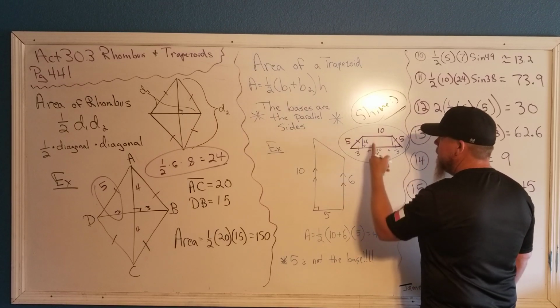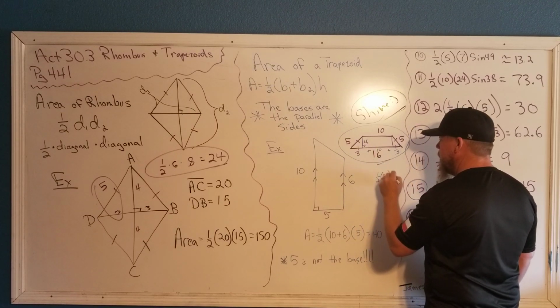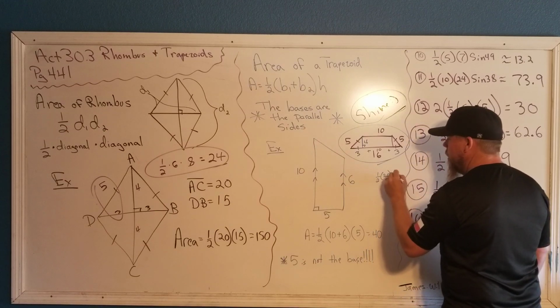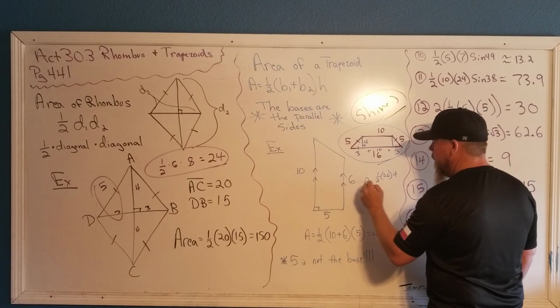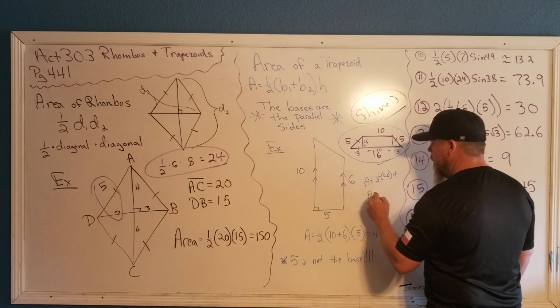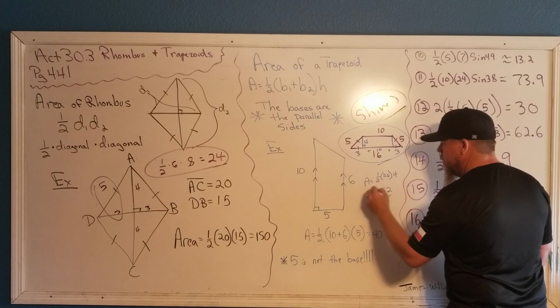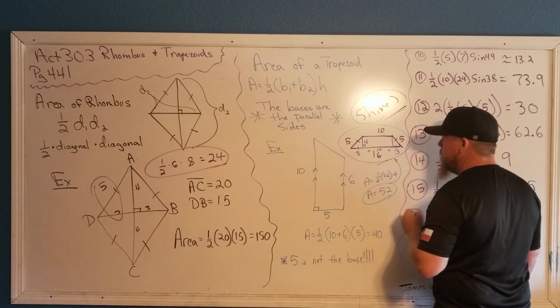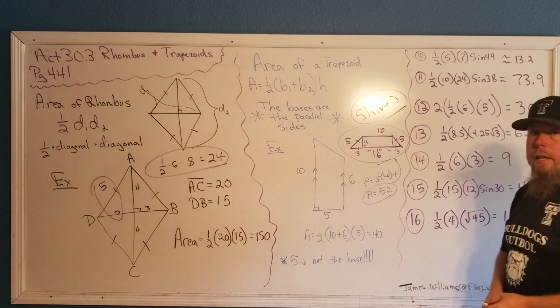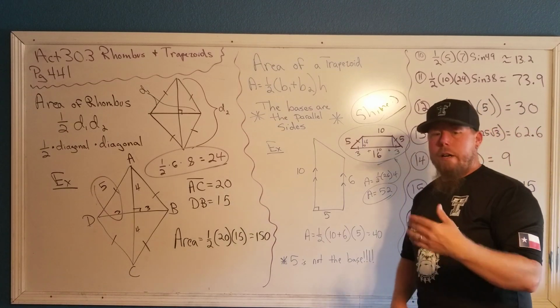So if I'm finding the area of this trapezoid, it's going to be 1/2. We're going to add the bases, 10 plus 16, we're going to get 26. And then our height is 4. So my area, 1/2 of 26 times 4 is going to be 52. Okay? And that's for that trapezoid. So keep in mind, you are going to have to use right triangles. You are going to have to do that stuff.